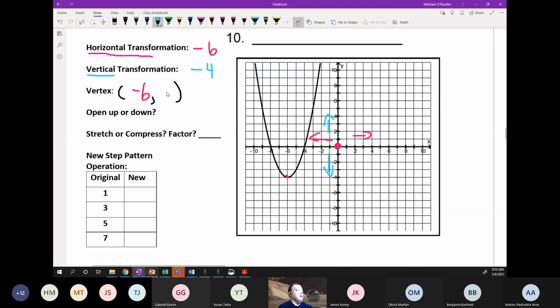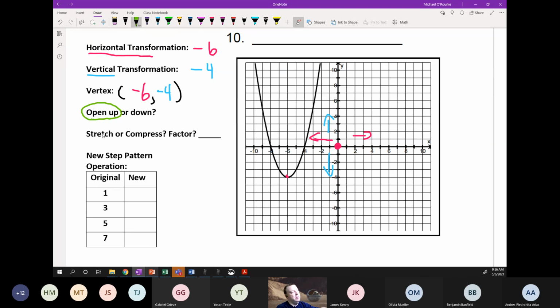Does all the coloring help you guys when I match the colors? Yes or no? Okay, that way you can kind of see where it came from. Now, does this parabola open up or open down? Everybody should be on this one. Open up. Okay.